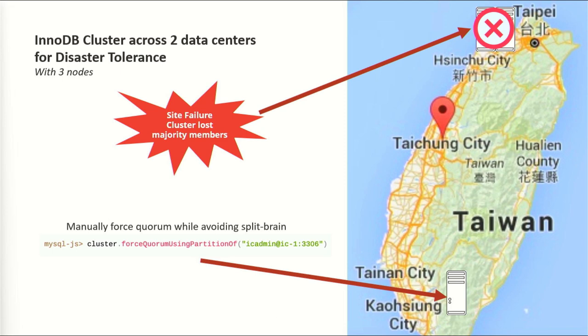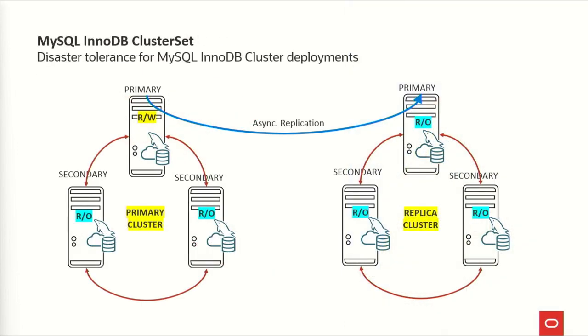As of 8.0.27, we have additional options with regards to disaster recovery of InnoDB clusters. So you can set up more than one InnoDB cluster. For example, in this diagram there are two InnoDB clusters, and one cluster becomes a primary cluster, and the rest of the clusters become replica clusters. And between the primary cluster and replica clusters, there will be asynchronous replication. Since asynchronous replication does not need to have consensus, you can relax the requirements for high bandwidth and low latencies, because this is just asynchronous replication.